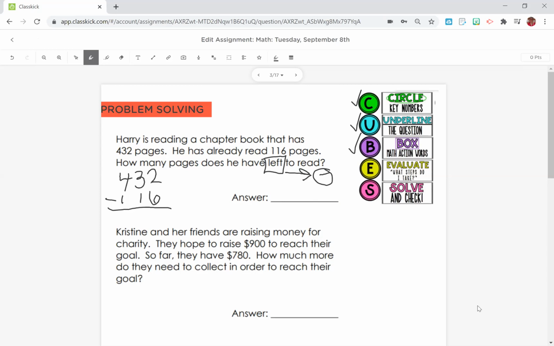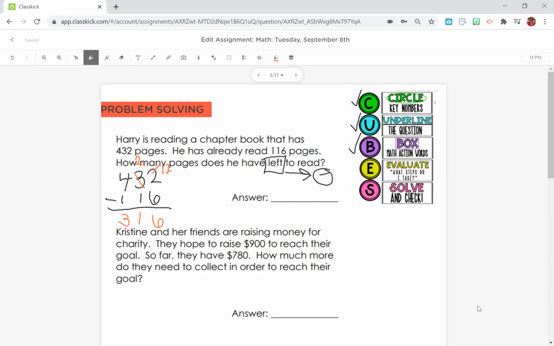Now I can go ahead and subtract. 2 minus 6. I can't take 6 away from 2, so I have to borrow from its neighbor. Get a different color here. Borrow from its neighbor. Make it a 2 because I took 1 away. And my 2 now becomes a 12. 12 minus 6 is 6. 2 minus 1 is 1. And 4 minus 1 is 3.